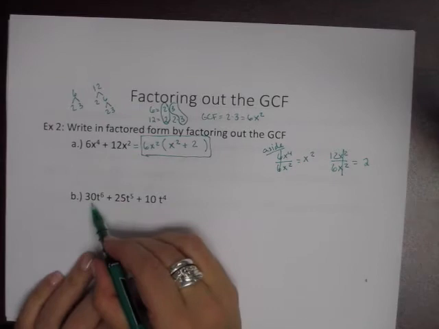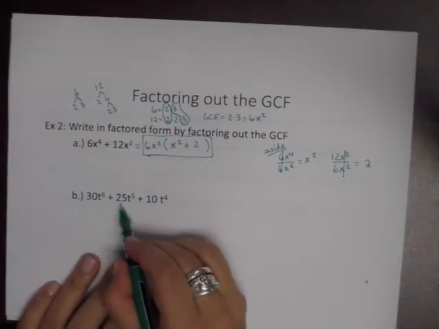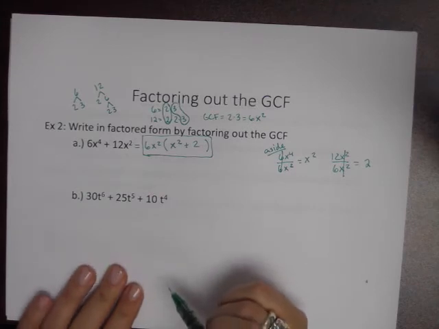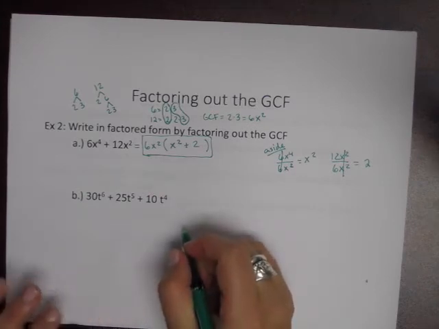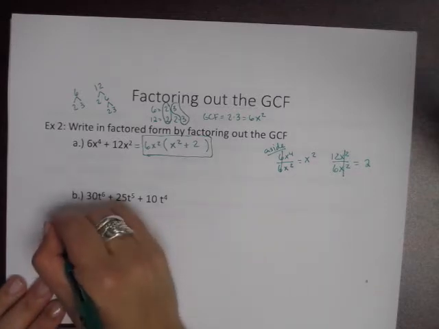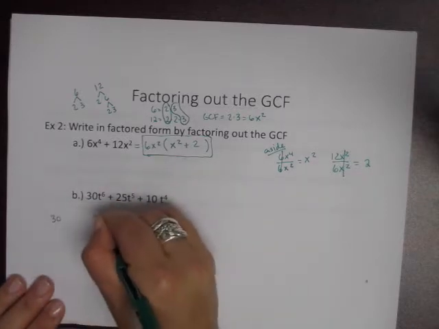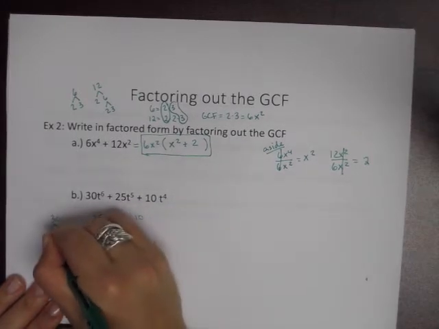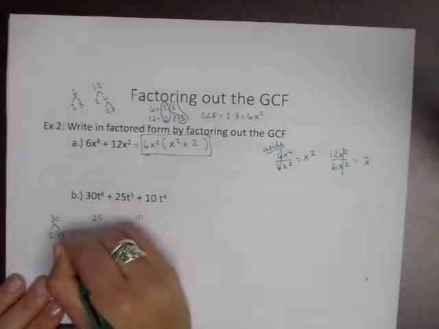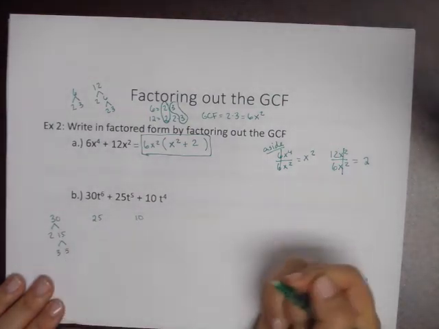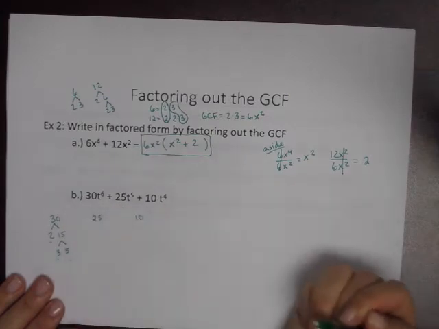Okay, so now I've got 30t to the 6th plus 25t squared plus 10t to the 4th. So the first thing I have to do is figure out what my GCF is. So I've got to find the factors of 30, 25, and 10. For 30, it's even, so 2 and 15. And then 15 will break down to 3 and 5. These are all prime numbers, so I know that I'm done.